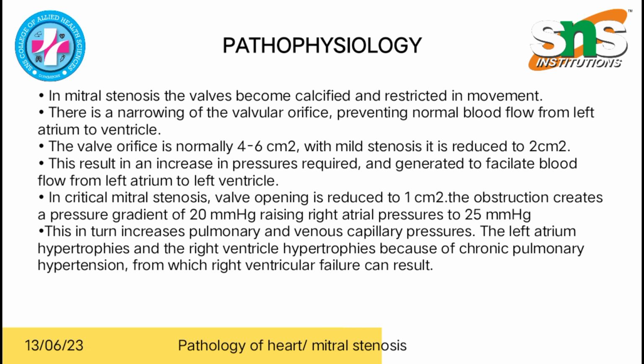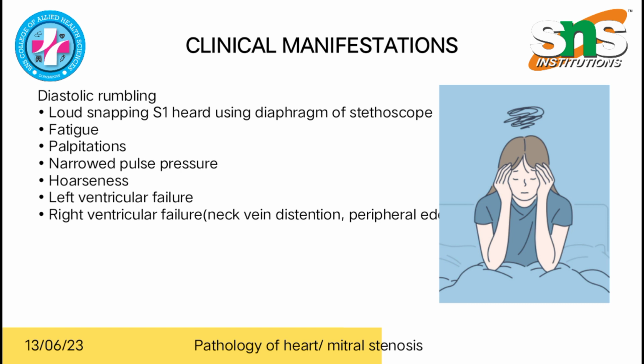The left atrium hypertrophies and the right ventricle hypertrophies because of chronic pulmonary hypertension, from which right ventricular failure can result. Clinical manifestations: diastolic rumbling, loud snapping as heard using the diaphragm of the stethoscope, fatigue, palpitations, narrowed pulse pressure, hoarseness, left ventricular failure, right ventricular failure.